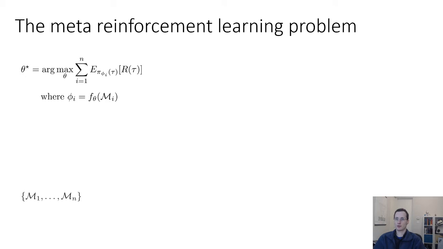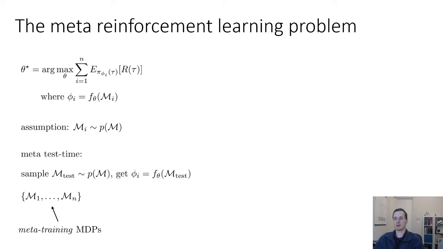Okay, so here's how we can set this up. We have our data set of our meta-training MDPs. Our assumption is that our meta-training MDPs come from some distribution p of M, and at meta-test time, our test MDP is going to come from that same distribution. So that's just like in supervised meta-learning. In supervised meta-learning, we have some distribution over tasks. We assume our meta-training tasks came from that distribution, and our meta-test tasks also came from that distribution.